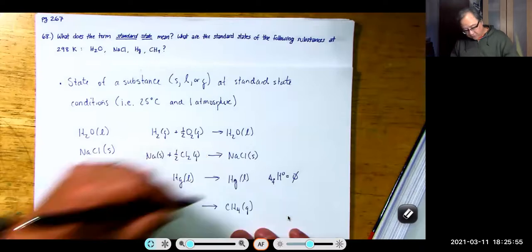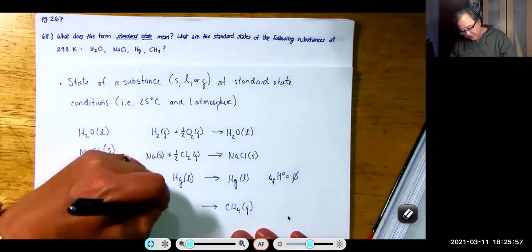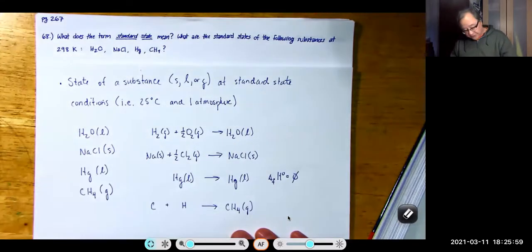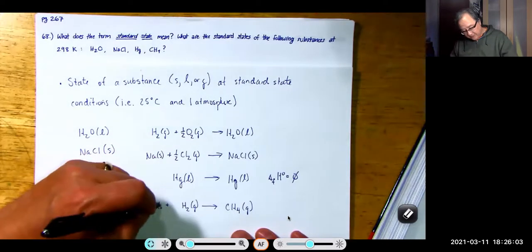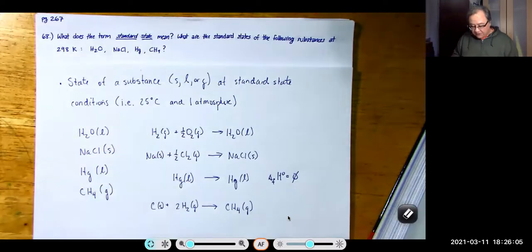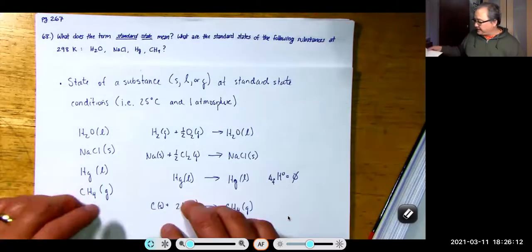And for CH4, we've got carbon plus hydrogen. Hydrogen is diatomic and a gas. Carbon is a solid, and we put a 2 there. And these are all the standard enthalpy reactions for each of these. Okay, let's put that to the side.